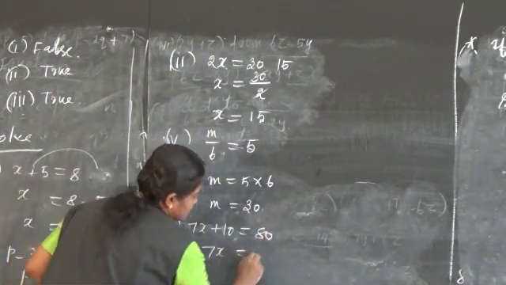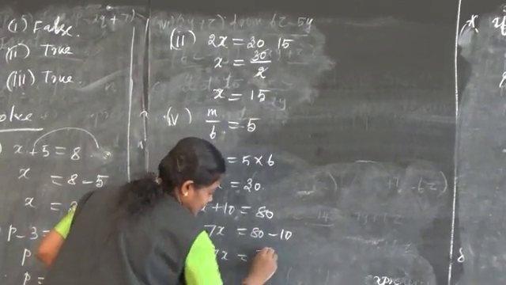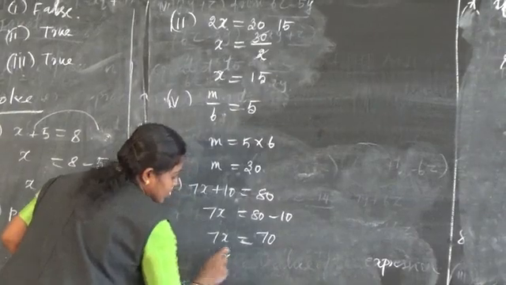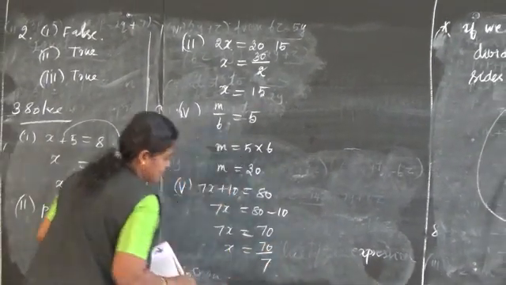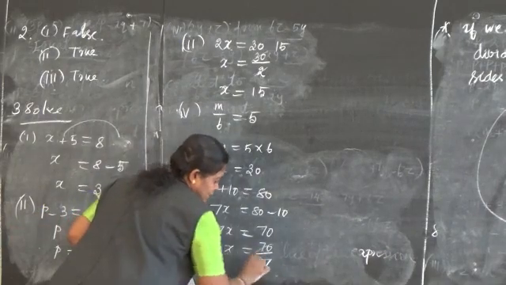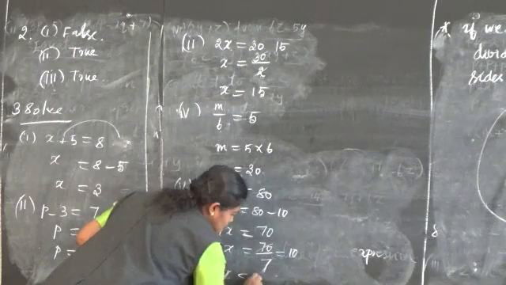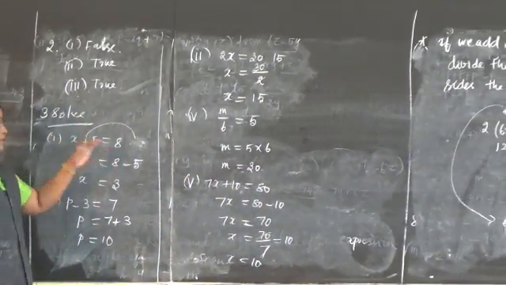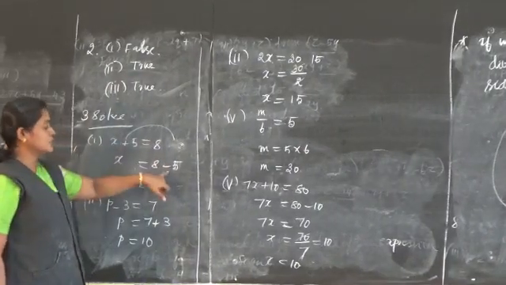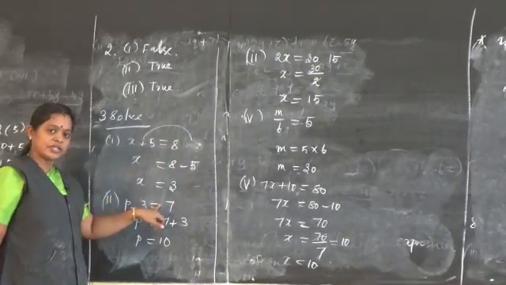Come to the fifth one, 7x plus 10 equal to 80. Plus 10 goes to that side as minus 10, so 7x equal to 80 minus 10, 70. Here multiplication goes to that side as division, so 70 by 7. If you are cancelling, 10 7s are 70, you know very well, x equal to 10. Once again, here x plus 5 equal to 8. Plus 5 goes to that side as minus 5. So x equal to 8 minus 5, 3.